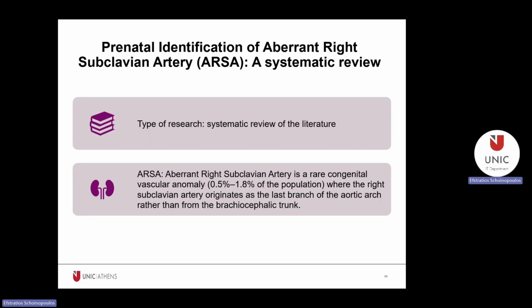The next research project is the prenatal identification of aberrant right subclavian artery. It's going to be again a systematic review. What is aberrant right subclavian artery, known as ARSA? So ARSA is an anatomical variation of the right subclavian artery. It's a congenital variation. In this case, the right subclavian artery originates as the last branch of the aortic arch rather than from the brachiocephalic trunk.